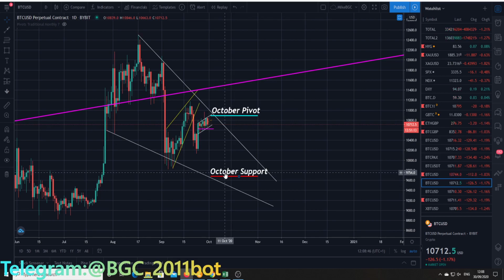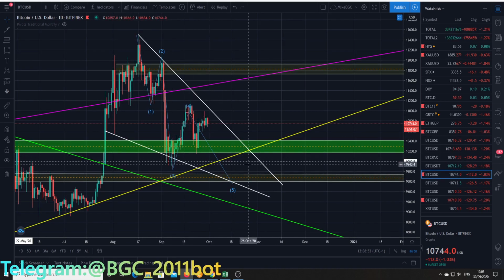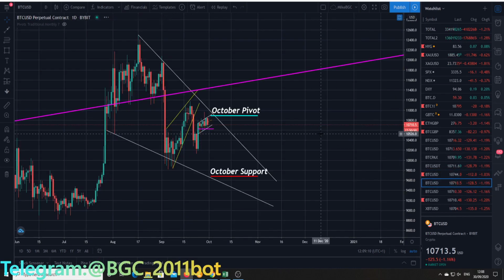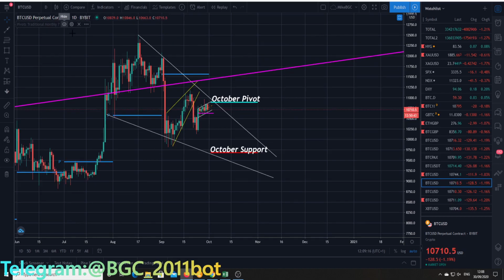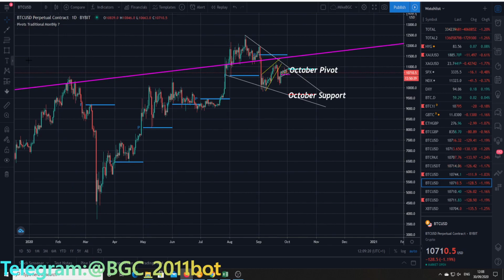I did calculate it before. This one is the support. I'm gonna tell you why I'm expecting this scenario I was talking about since the early days of September to be true by maybe the starting days of October or the middle of October. If I go back to my previous chart, we have got the support here, we have got the pivot here.